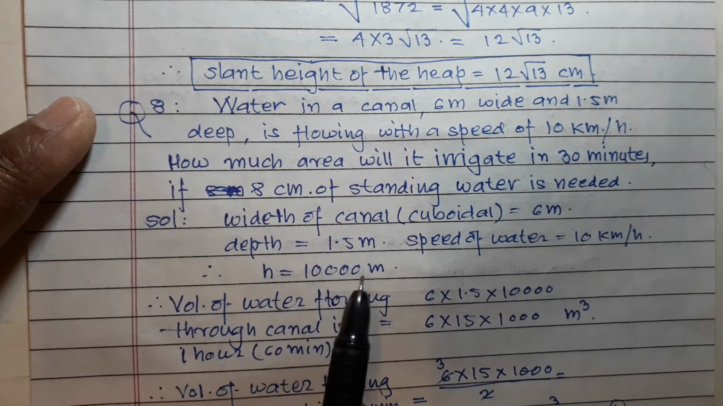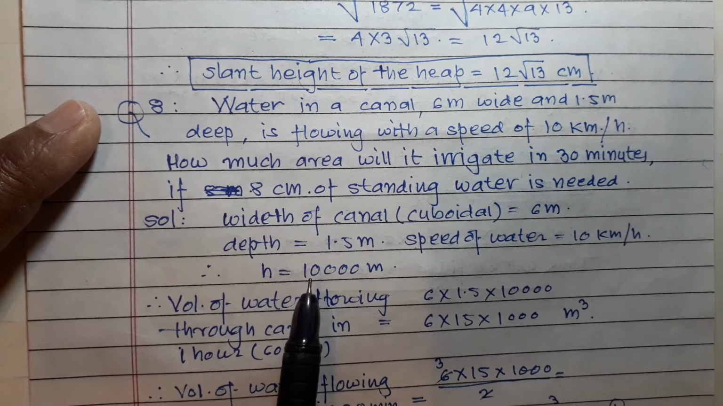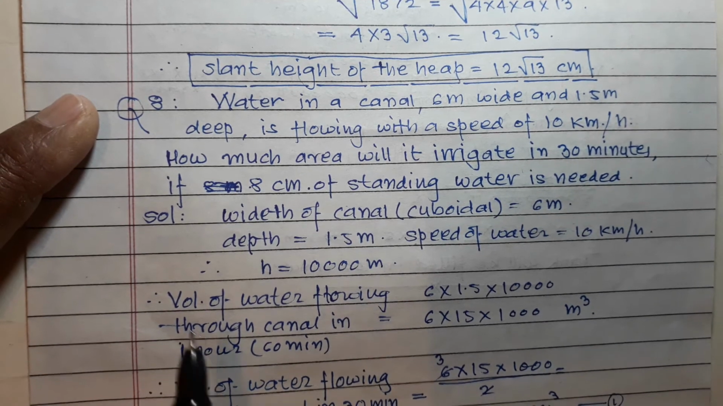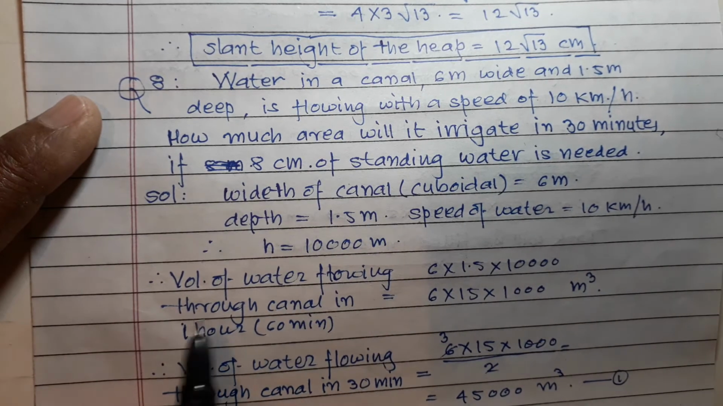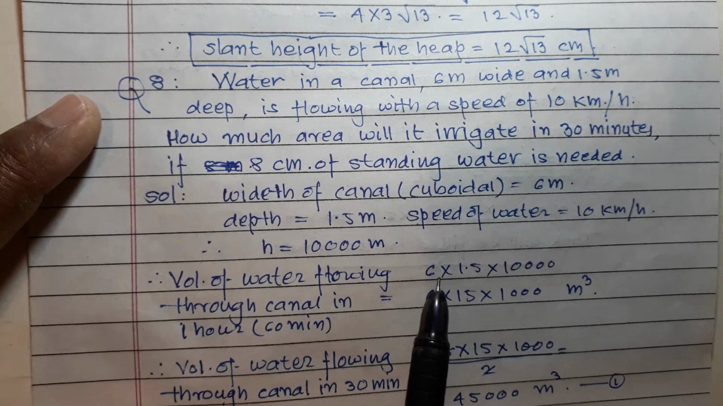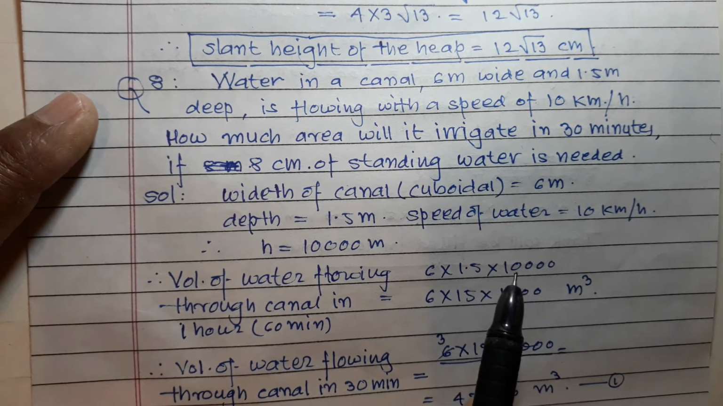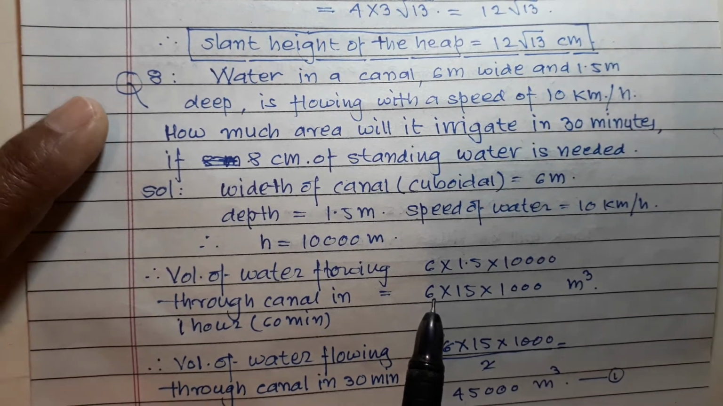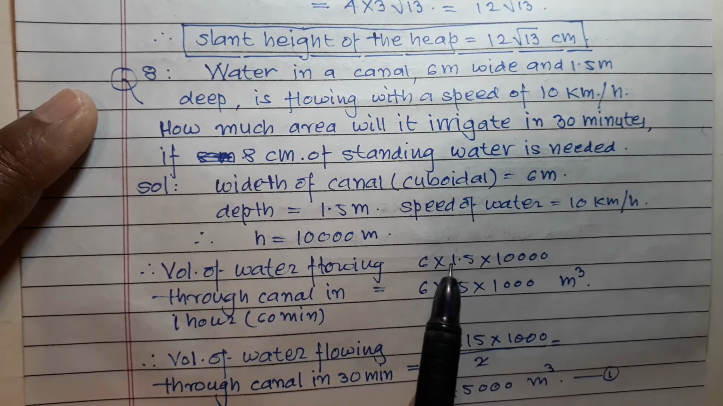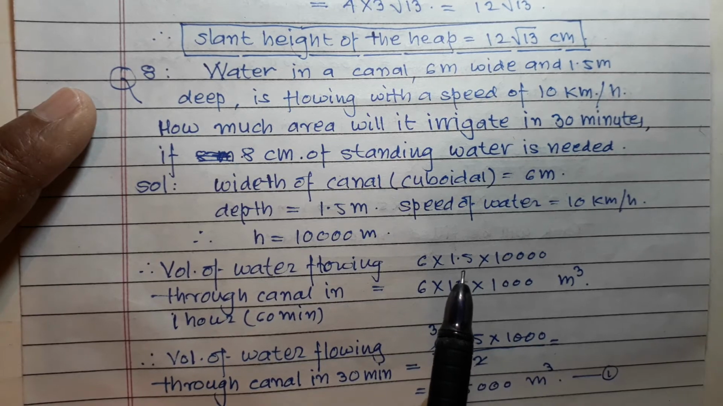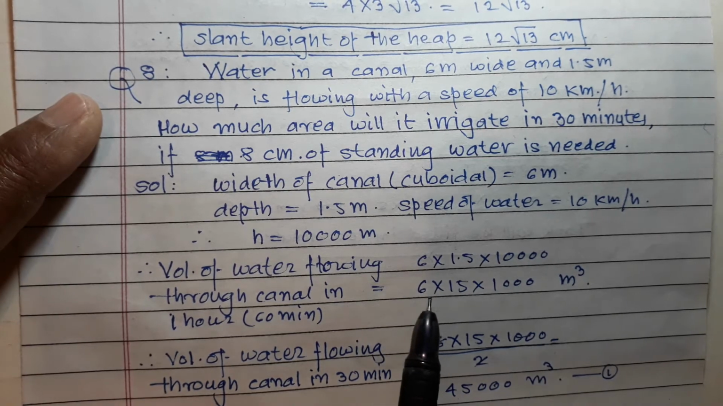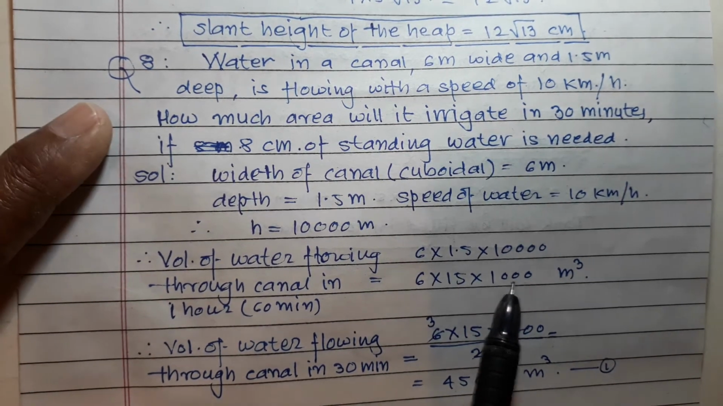Therefore length is equal to 10,000 meters. Okay, so you convert into meters. Now therefore volume of water flowing through canal in 1 hour, that is 60 minutes, is equal to 6 into 1.5 into 10,000, is equal to 6 into 15 into 1000. So this 1.5 I convert into 15 upon 10, and 1 by 10 is cancelled with this 10, and therefore this is equal to 6 into 15 into 1000 meter cube.